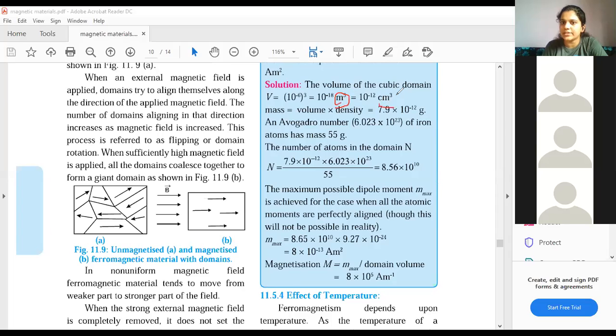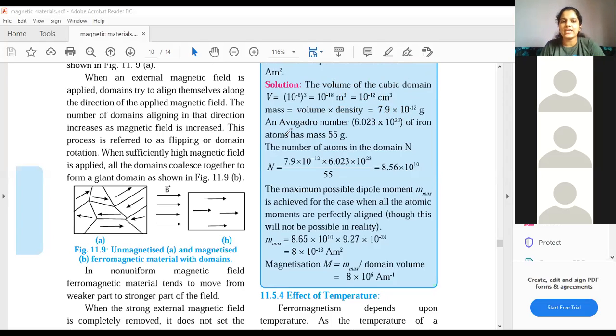We have to convert it into centimeter cube. So 1 meter is 10 raised to 2 centimeter, so for meter cube you have to multiply by 10 raised to 6. So 10 raised to minus 18 into 10 raised to 6 will give me 10 raised to minus 12 centimeter cube. This is the volume of the domain. Now, the first thing we are supposed to solve for is the total number of atoms in that domain.